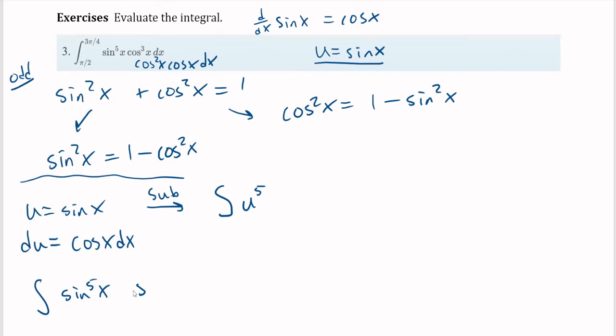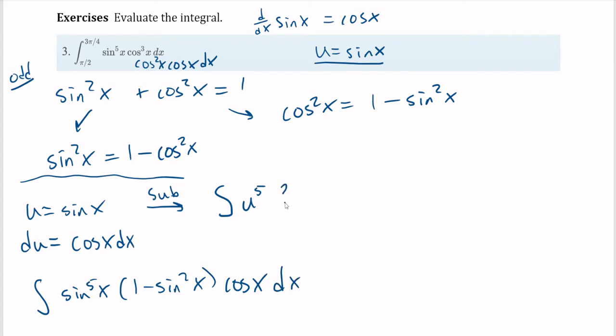Let's just do the replacement. So again, there's a cosine squared because there's 3 powers. So I'm just pulling 2 off. And I'm going to replace it with 1 minus sine squared. Okay, that's just because of the Pythagorean theorem. Then there was the extra cosine here.